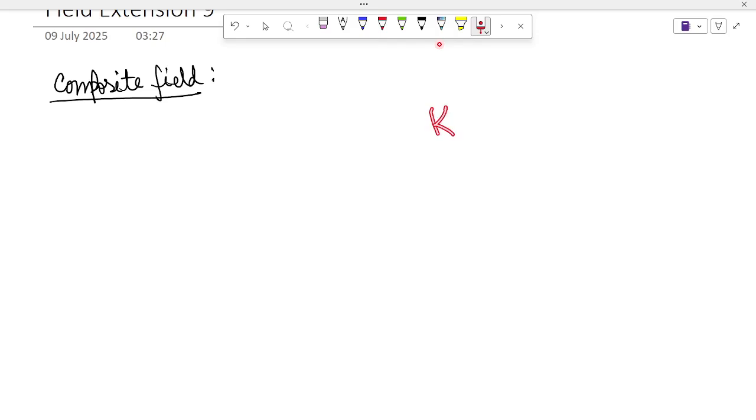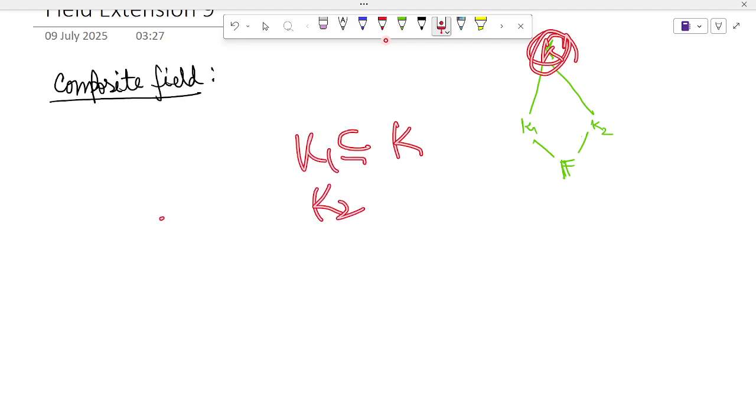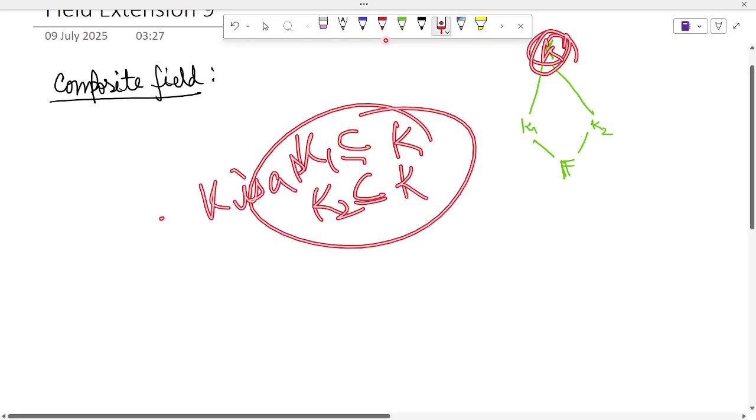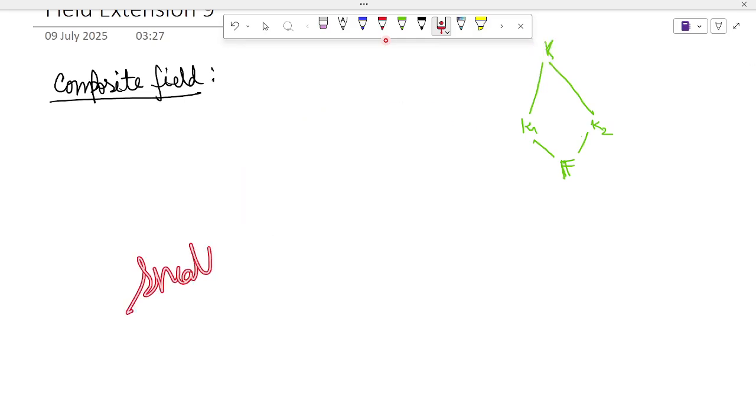Suppose you have K1 and K2, both from F. So suppose over a fixed field F, there are two extensions K1 and K2, and both are subfields of a bigger extension, which is K. Then the composition of these two is defined as the smallest subfield. If these are subfields of K, then K contains both K1 and K2. But what is the smallest subfield? K is there, but can we reduce K in containment so that it still contains both K1 and K2?